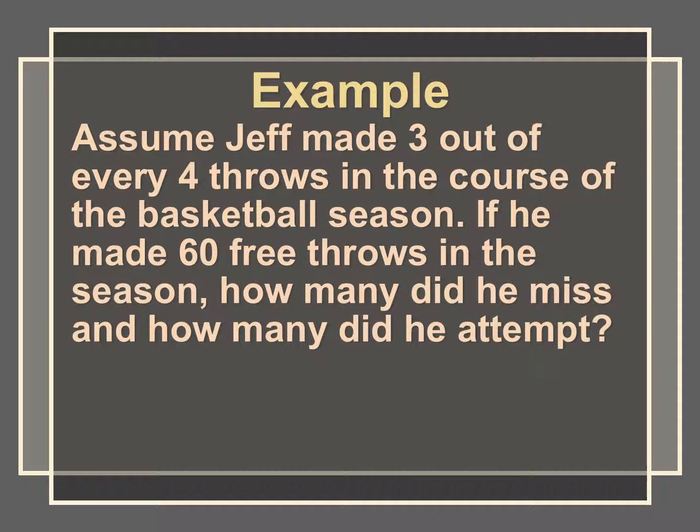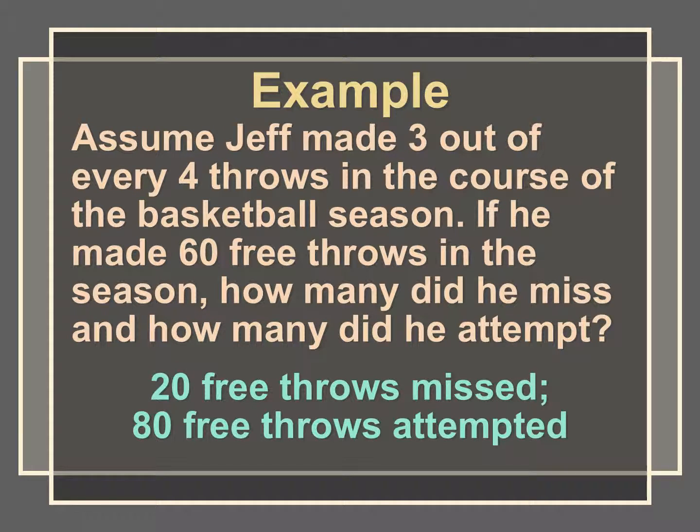So let's say he made 60 free throws in the season. How many did he miss and how many did he attempt? So if he made 60 and he's making 3 out of every 4, that means for every 3 he makes he misses 1, so 60 divided by 3, that's how many that he's missing. So 60 divided by 3 is 20. So that means there's 20 free throws missed, and then 20 plus the 60 that he made means he attempted 80 the entire season.